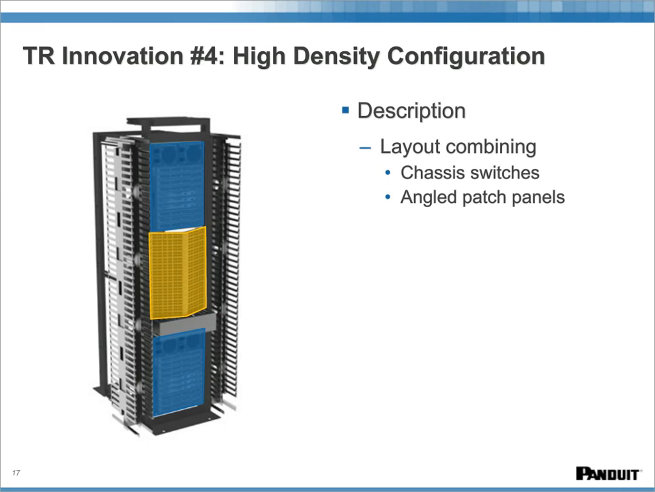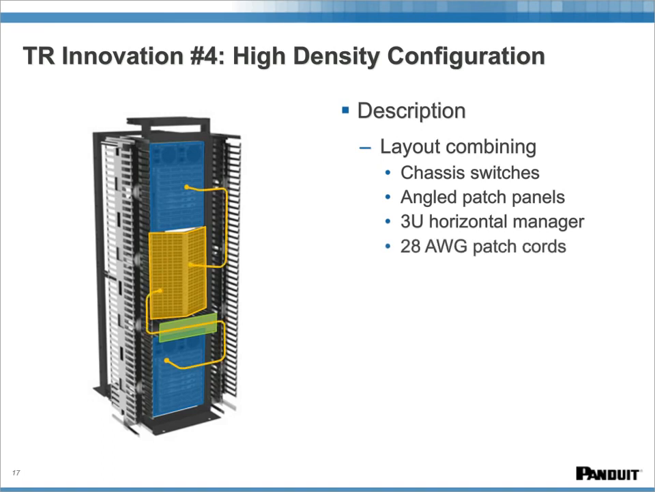Well, we want to remove every unnecessary RU that could be used for horizontal managers. And the angled panels allow us to do that so that we can make maximum use of that patching space. We are going to use a horizontal manager, and I'll tell you why in just a moment. Usually it's for the cutover or the crossover of cables from one side of the rack to the other. And we were able to get away with a 3U horizontal manager because we're using our 28-gauge patch cords again. And the small size of those cords allows us to take half the quantity from one side to the other.